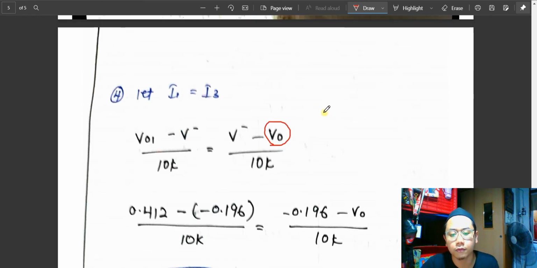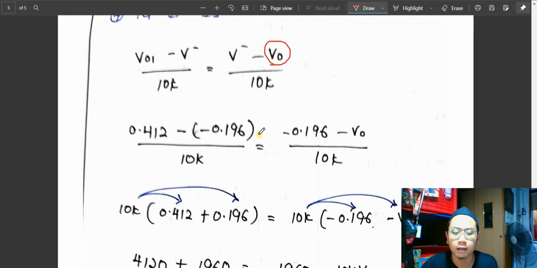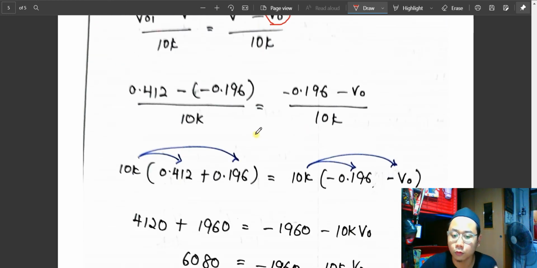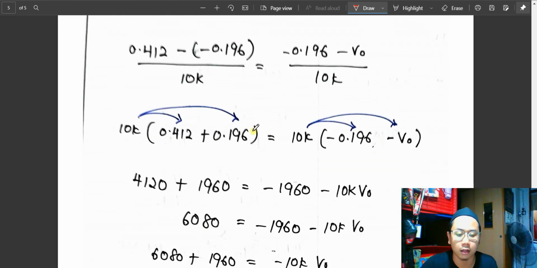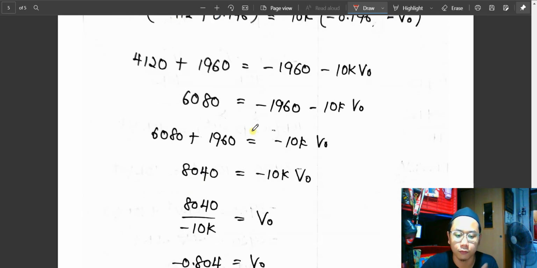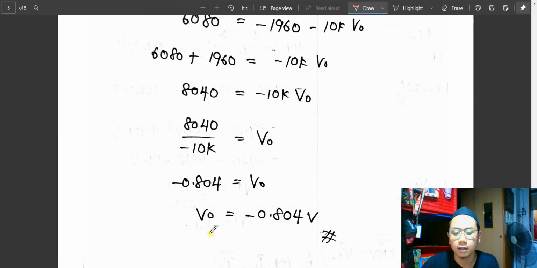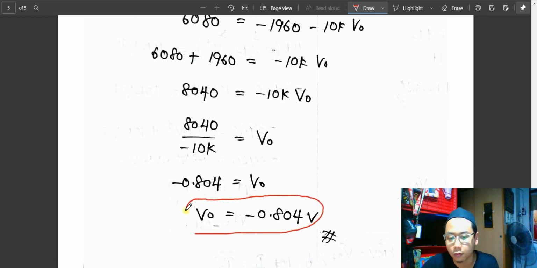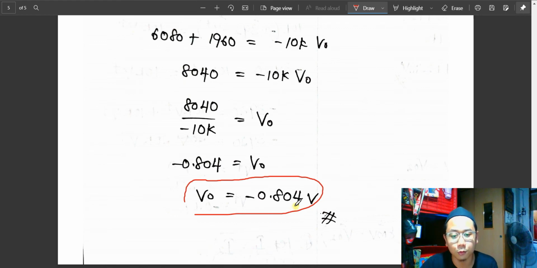After we substitute all the given values except the value of V out, the last output voltage we need to find, and do the mathematical method, we will get V out equal to negative 0.804. How to prove this answer? Let's go to the simulation part by using Multisim software.